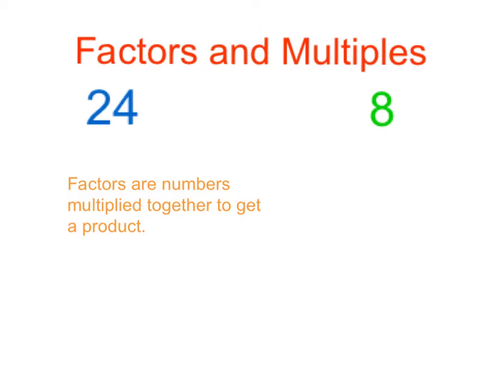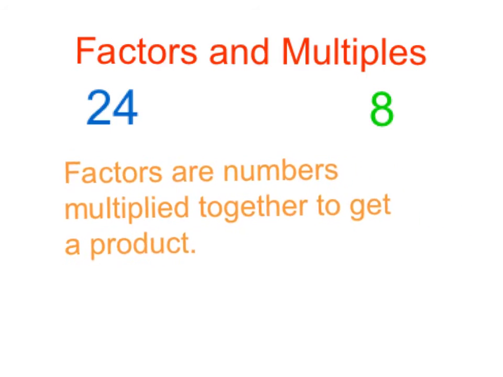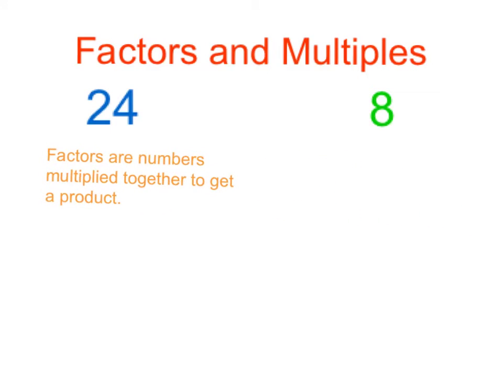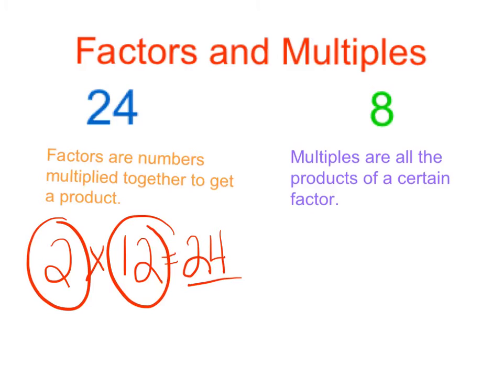Factors and multiples. Let's talk about the difference between factors and multiples. Let's start with factors. Factors are numbers that are multiplied together to get a product. Example, factors of 24 are 2 times 12 with a product of 24. So my factors are 12, 2.